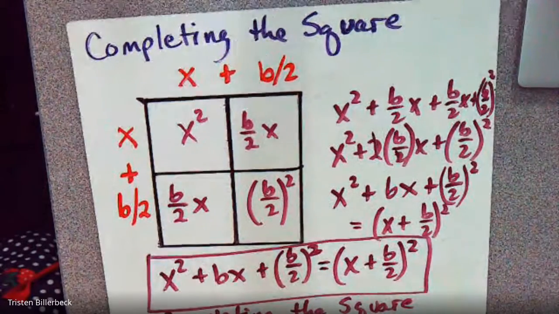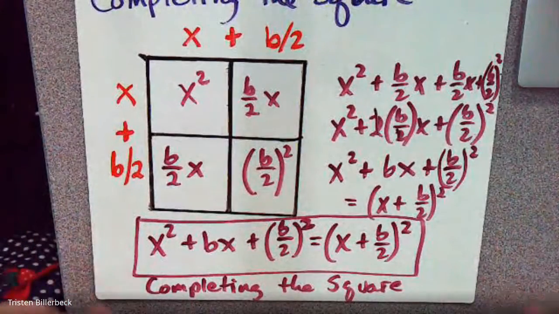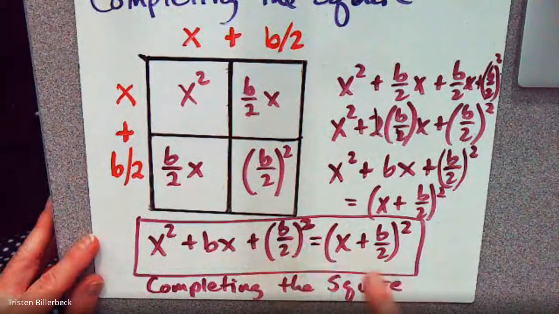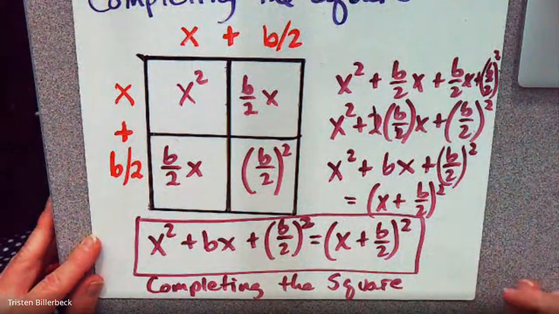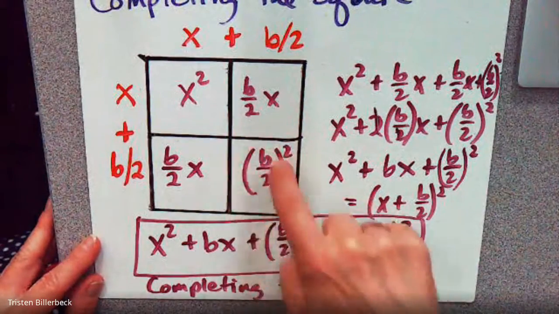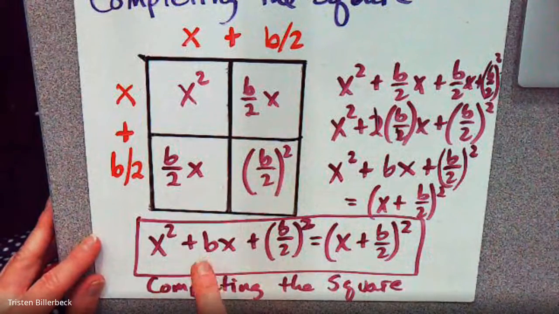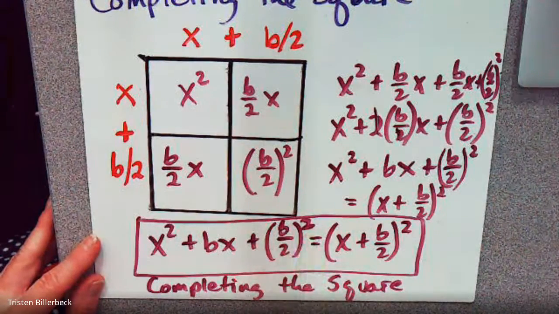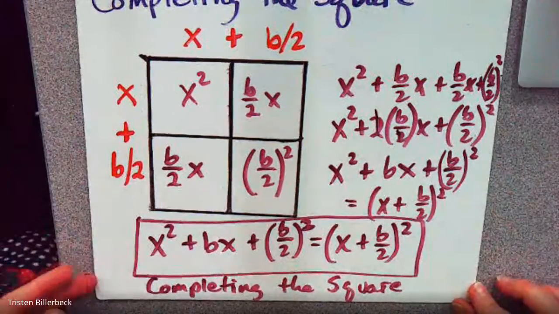Okay, so that's a very important rule, completing the square. x squared plus bx plus (b over 2) squared equals (x plus b over 2) squared. So we're completing the square. We're trying to find this term here, this (b over 2) squared. A lot of times we're given b, so we divide it by 2, and then we square it. And that's how we find this term when we're trying to complete the square.